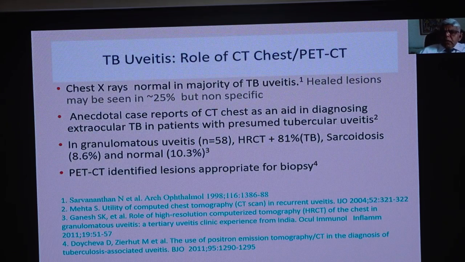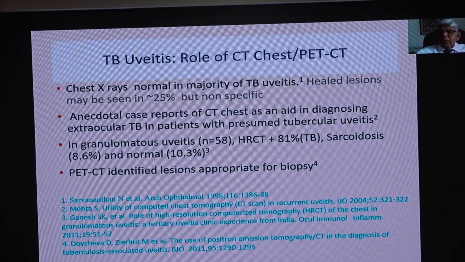The other investigation we often depend upon is the radiological investigation by an X-ray chest or a CT chest or a PET scan. These also have limitations. Like an X-ray chest, almost a quarter of these patients may show some lesions. It will be an exceptional case of TB uveitis who will have active lung tuberculosis at the time when they present to you. Well, there have been anecdotal reports where CT has been used to help in diagnosing TB uveitis.